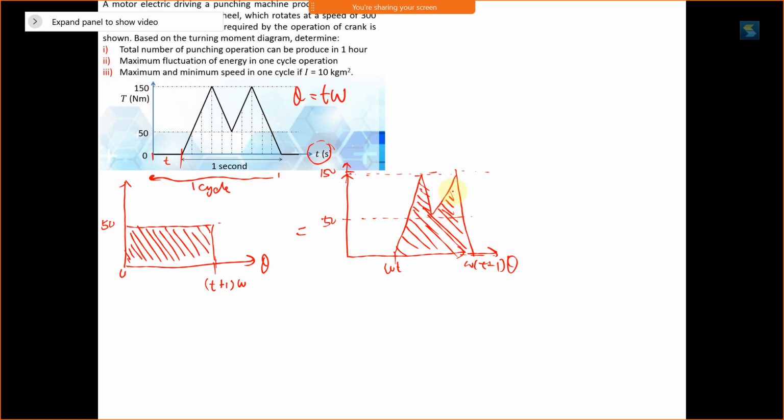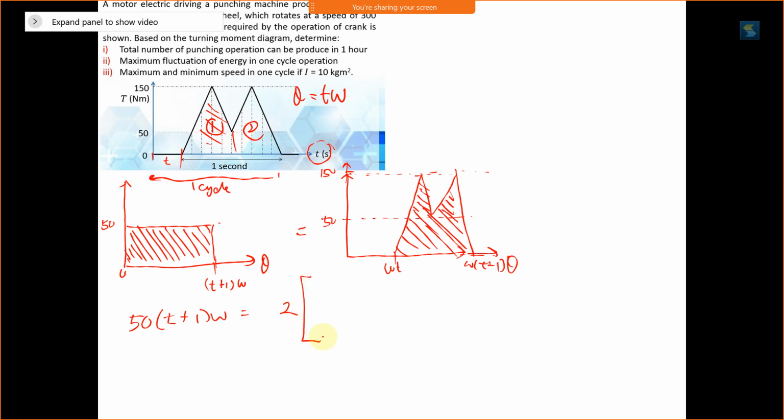Okay. So from here we can actually find what is our unknown. Our unknown is t, isn't it? So we need to find t first. So based on conservation of energy, what we have is 50 times t plus 1 omega equals to the right hand side, since this is the same area, isn't it? So same area, so here is the same. So we can actually just get one area only.